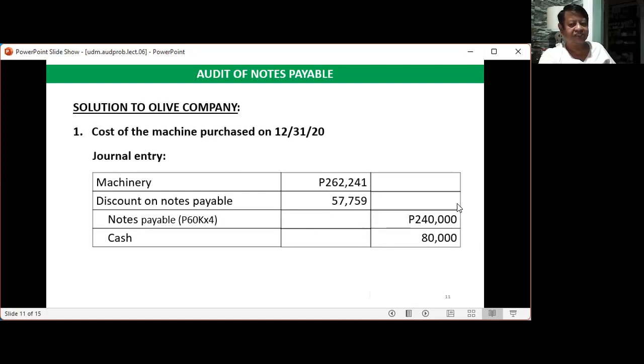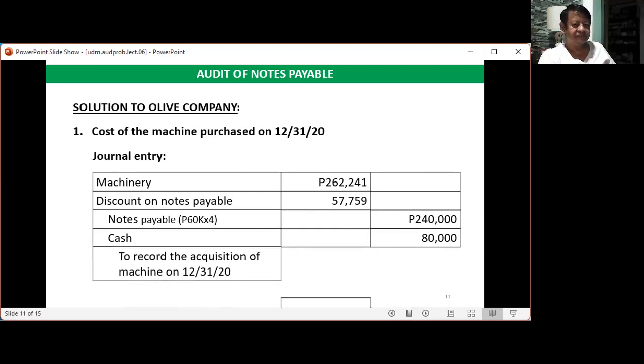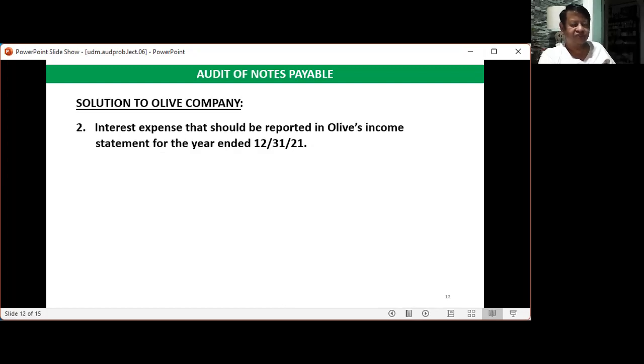How did we arrive at 57,759? So this is the computation. 240,000 pesos plus 80,000 minus 262,241. The discount on notes payable is 57,759. So this is to record the acquisition of the machine at the end of 2020. Let's proceed to question number 2.